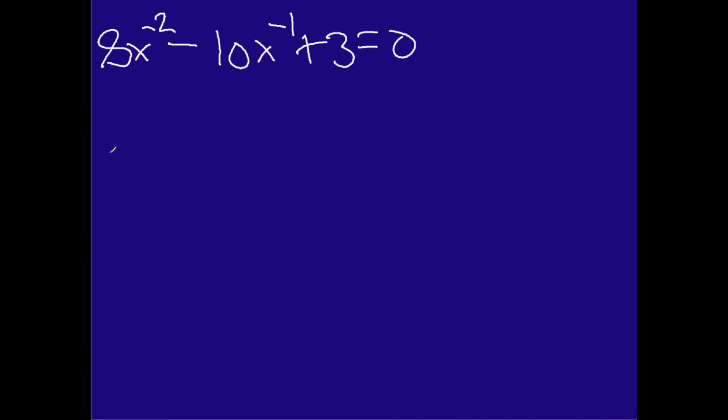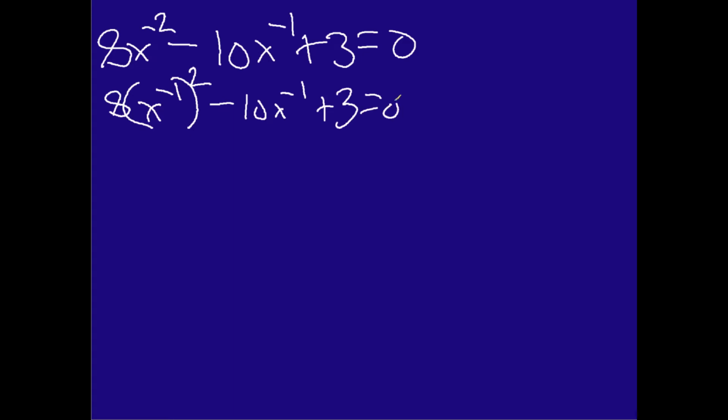So here's what we're going to do. Taking our knowledge of exponents, we can do the following. Let me make that a little bit smaller. We can do 8, and then inside here we've got x to the negative 1 raised to the second power, because negative 1 times 2 is going to be negative 2. That's all we're doing here. Minus 10x to the negative 1 plus 3 equals 0.